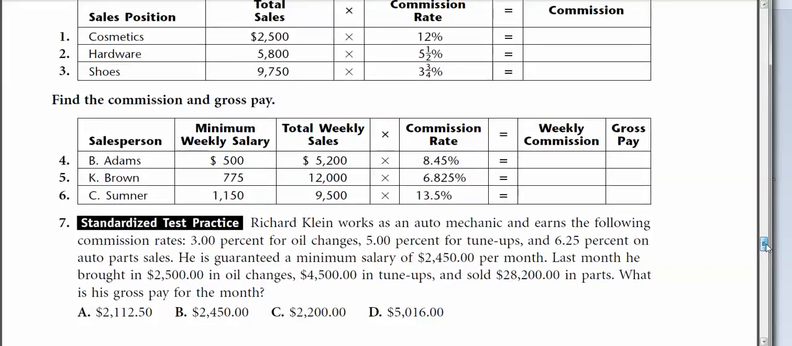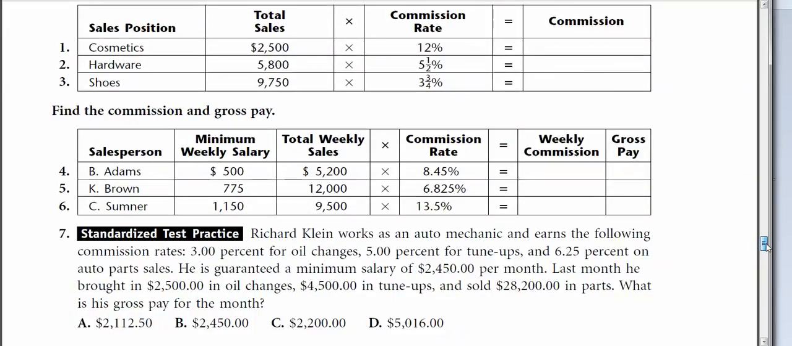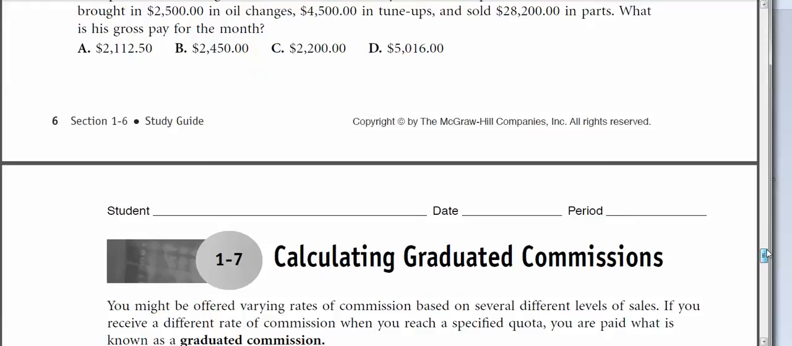Okay, so go ahead and calculate this one out, and some of them make you pick either the salary or the commission, and you have to go from there. You have to kind of look at each example.